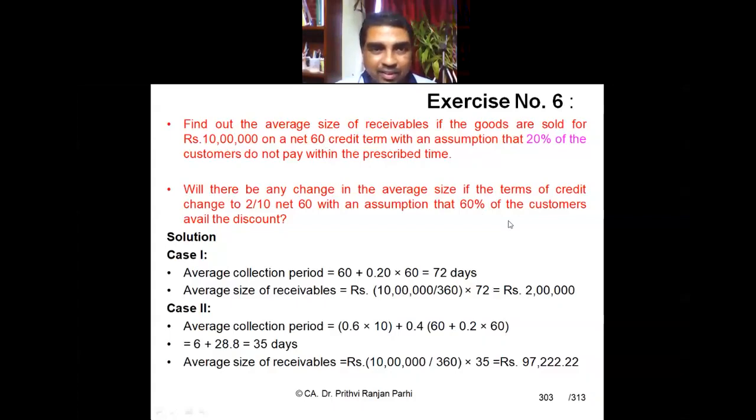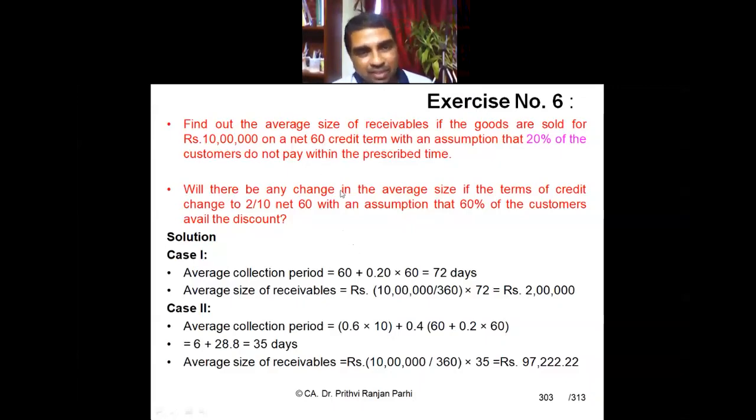Normal credit term is 60 days with an assumption that 20% of the customers do not pay. 60% of the customers avail discount. 60% avail discount, and for the remaining 40% there will be no discount. Now we are calculating the average collection period. Try to understand.